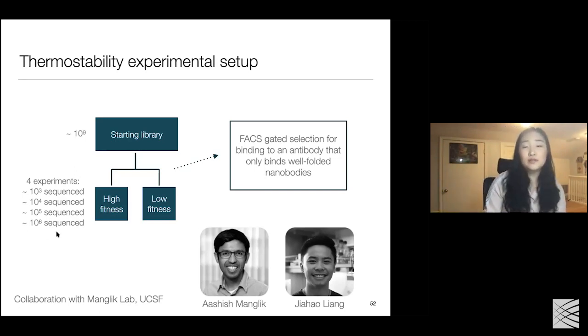And then with this gated selection, what you get is a pool of high fitness or high thermostability sequences and a pool of low fitness or low thermostability sequences. And so now we can train a discriminative model on these sequences to be able to predict the class, so high or low thermostability, of any given sequence.